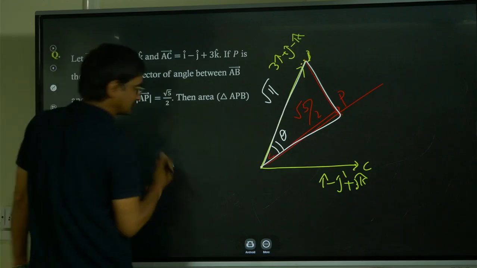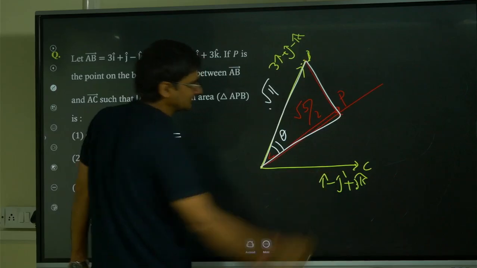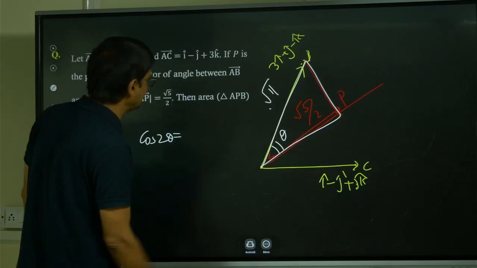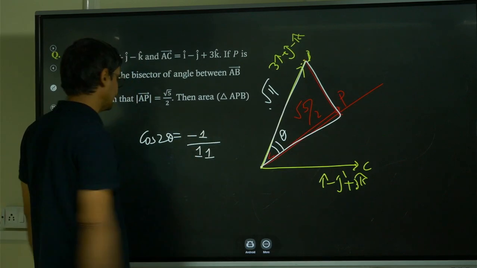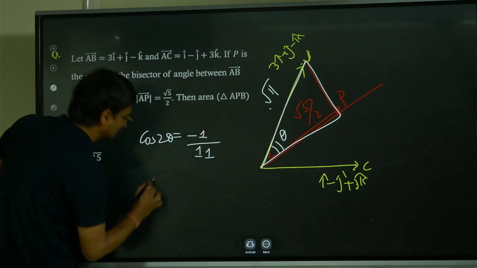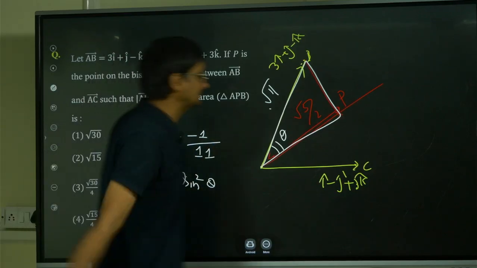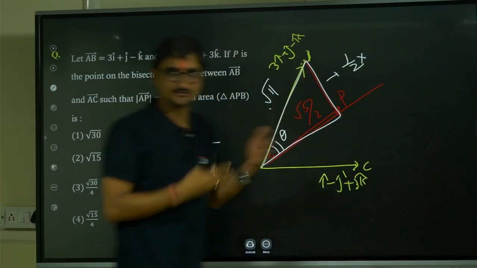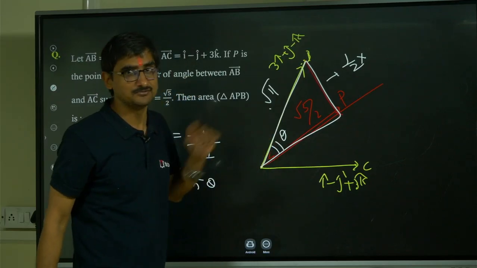See, I will go for cos 2 theta, the angle between AB and AC. So what is it? 3 minus 1 minus 3 is minus 1. Yeah, minus 1 by 11, right? Okay, so I need sine theta here, so I will write it as 1 minus 2 sine square theta. See, what I am trying to use is half the product of two sides and the sine of the angle included between those two sides.